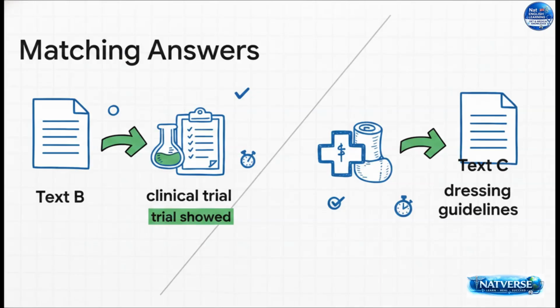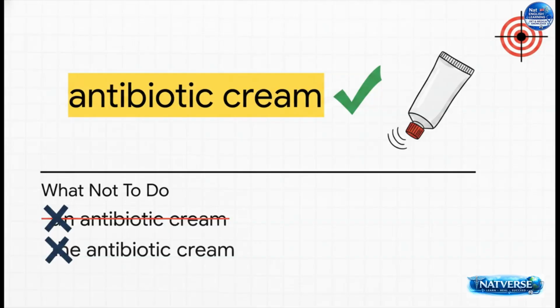Question 2 is clearly text C. The question asked for a guideline regarding dressing changes, and text C is explicitly formatted as clinical guidance for wound cleaning and dressings. Moving to question 3, the exact correct answer is antibiotic cream, pulled directly from text B. Notice that you must write exactly what is in the text with absolutely no extra words added. If you wrote an antibiotic cream or the antibiotic cream, it would actually be marked wrong because you're adding articles that weren't the direct cause listed in the study. Precision is literally everything here.